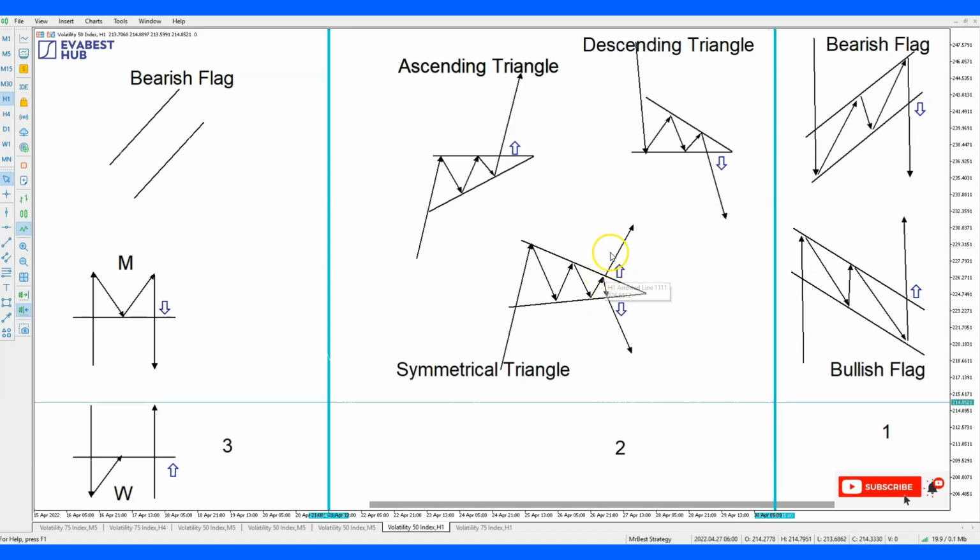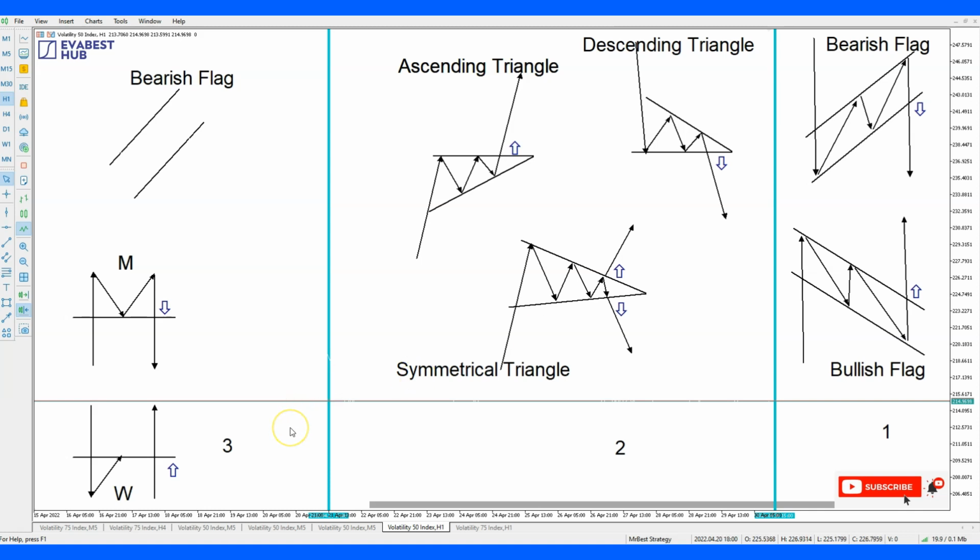Once you have a break above to the upside and it closes, you can enter, or you wait for a pullback before you enter. Same with the downside. If it breaks below, you enter, or you wait for a pullback to continue the movement downward. So this is how triangles work, for ascending, descending, and symmetrical triangles.